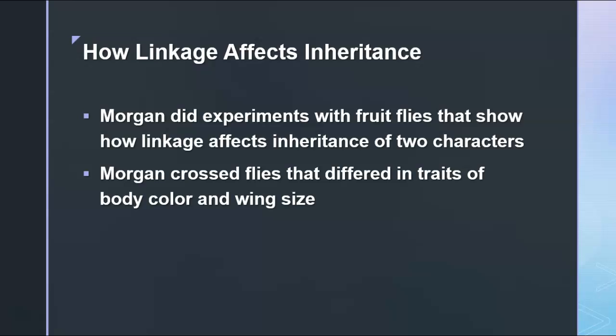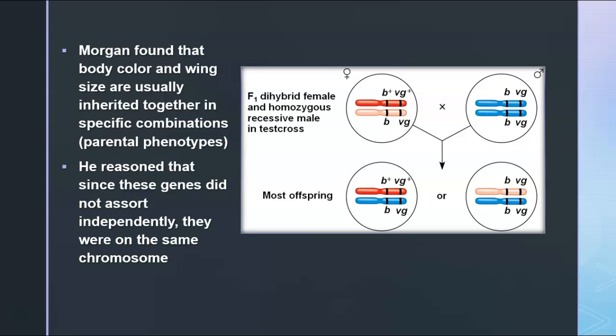So he crossed flies that differed in traits of body color and wing size. So he's looking at 2 different traits at the same time. He found that body color and wing size are usually inherited together in specific combinations. These are called parental phenotypes. And so he said, well, since they don't seem to assort independently, they must be on the same chromosome. That's a pretty logical jump to make when you understand that genes are found on chromosomes. If they're both on the same chromosome, then you would tend to inherit them together.